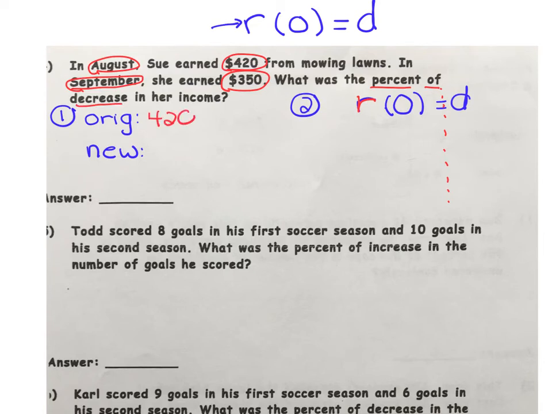So, 420 is your original. 350 is the new amount. Subtract and find the difference in the two amounts. You will use your dollar difference and your original amount in step 2 in the formula.